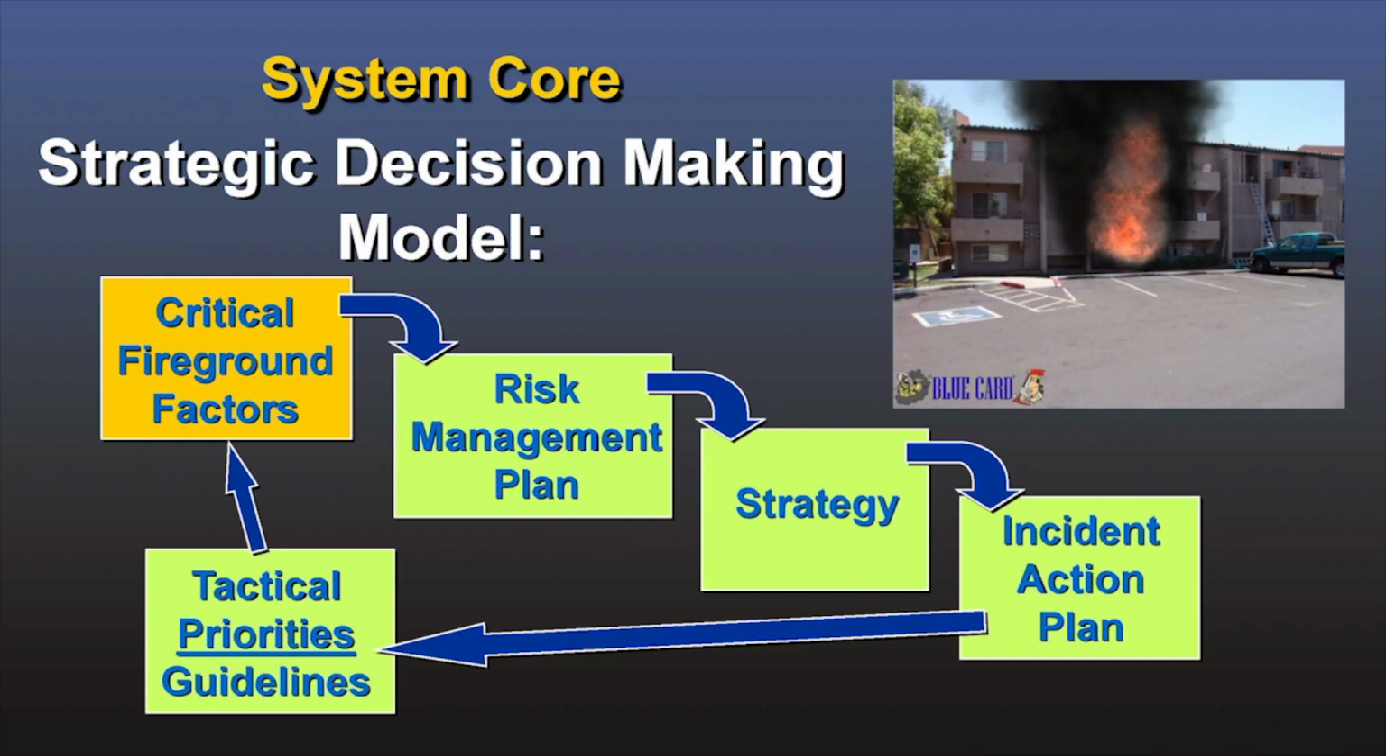The strategic decision-making model is based on our ability to accurately evaluate the critical fireground factors. With that information in hand, we can establish a solid risk management plan, which allows us to pick the strategy for the incident with the task location and objectives of our incident action plan to satisfy the tactical priorities of life safety, incident stabilization, and property conservation. Departmental SOGs should round out this process to ensure that we're keeping the fireground safe and mitigating hazards that we're called to respond to.